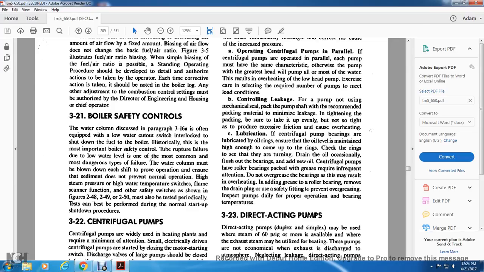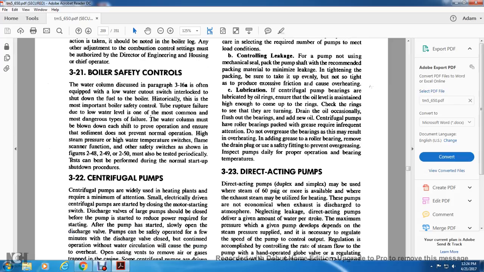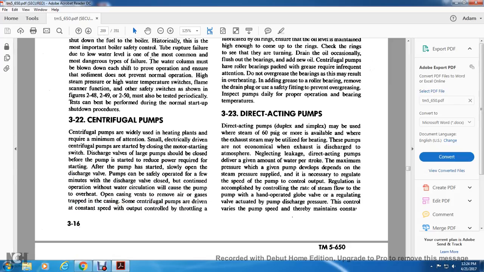High steam pressure, high water temperature switches, and flame scanner function. Other safety switches shown in Figures 2-48, 2-49, and 2-50 must also be tested periodically. Tests must be performed during the normal startup or shutting down procedures.